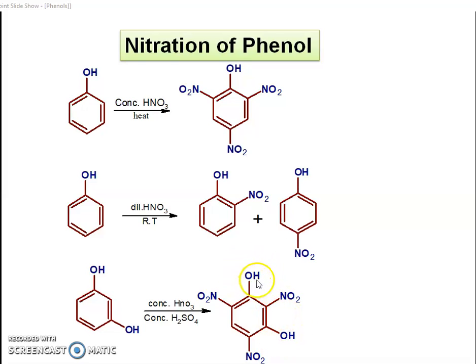Then we compare this OH group here. The nitration can take place at the ortho and para positions, so nitration can take place at this ortho position, and this is a para position. So when we compare these two OH groups, the nitration can take place at ortho and para positions.